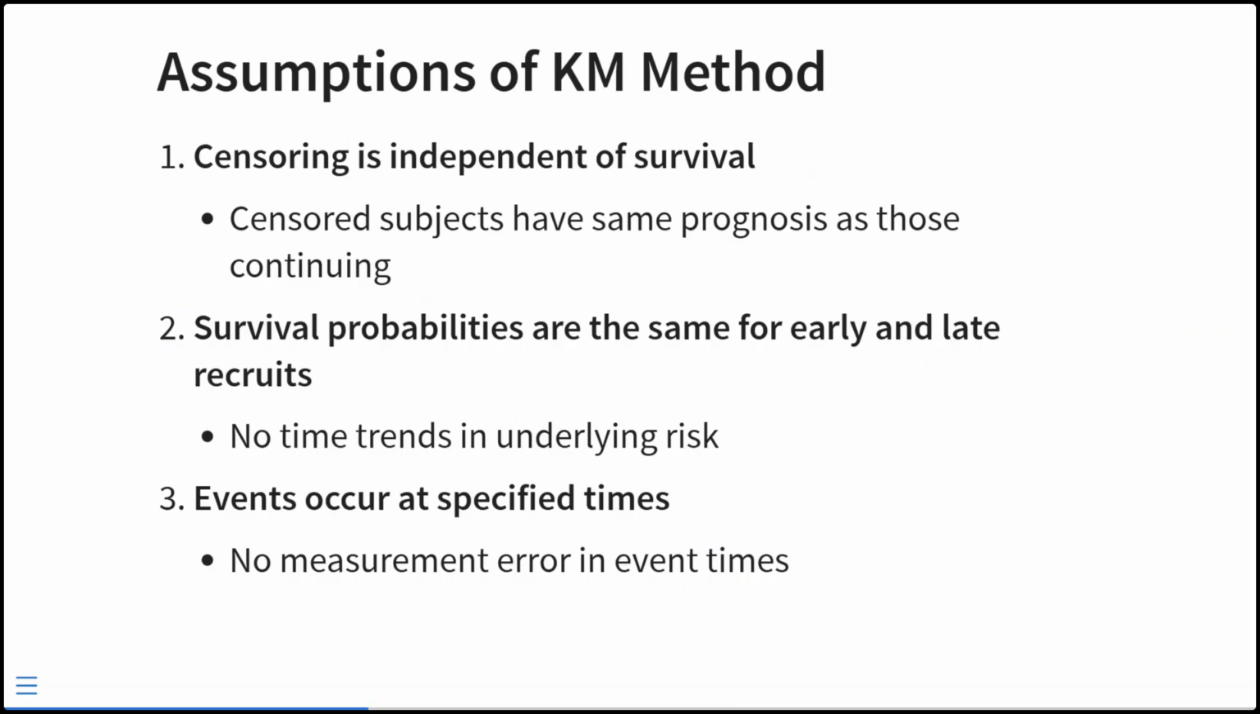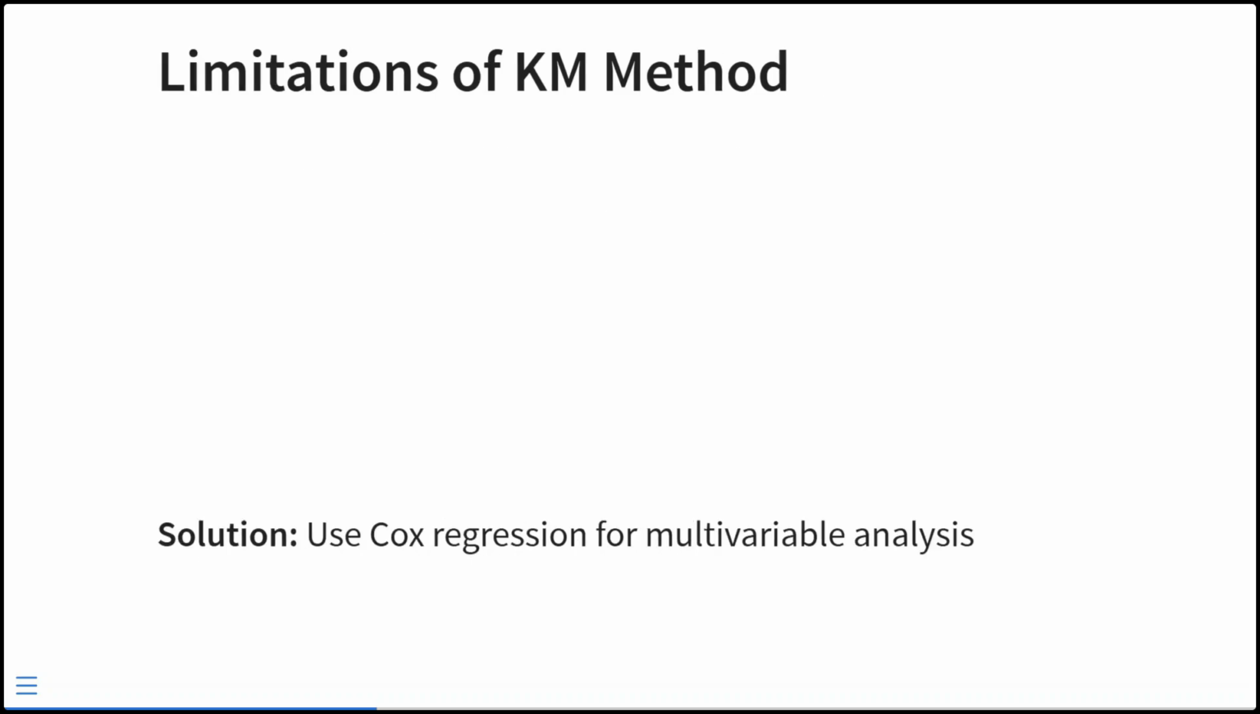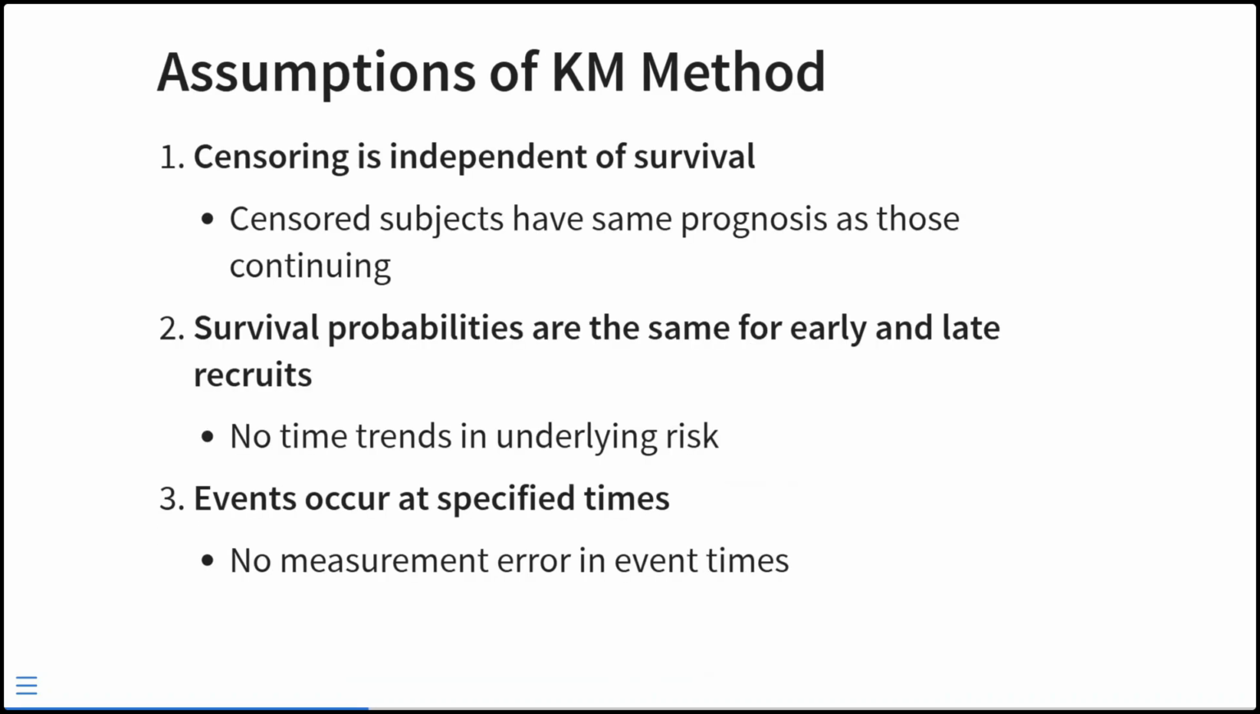So what are the various assumptions of the Kaplan-Meier method? First of all, censoring is independent of survival. What do you mean by censoring should be independent of survival? It means censored objects should have the same prognosis as those that are continuing, which means that their conditions should be the same as those that are continuing. Survival probabilities should also be the same for early and late recruits. So there should be no time trends in underlying risks, and the events should occur at specified times. So there should be no measurement error in event times.